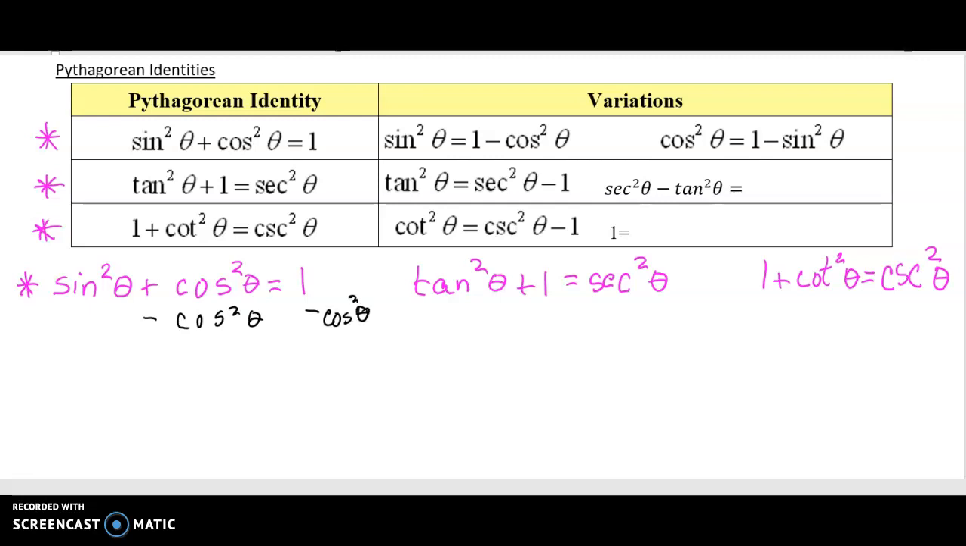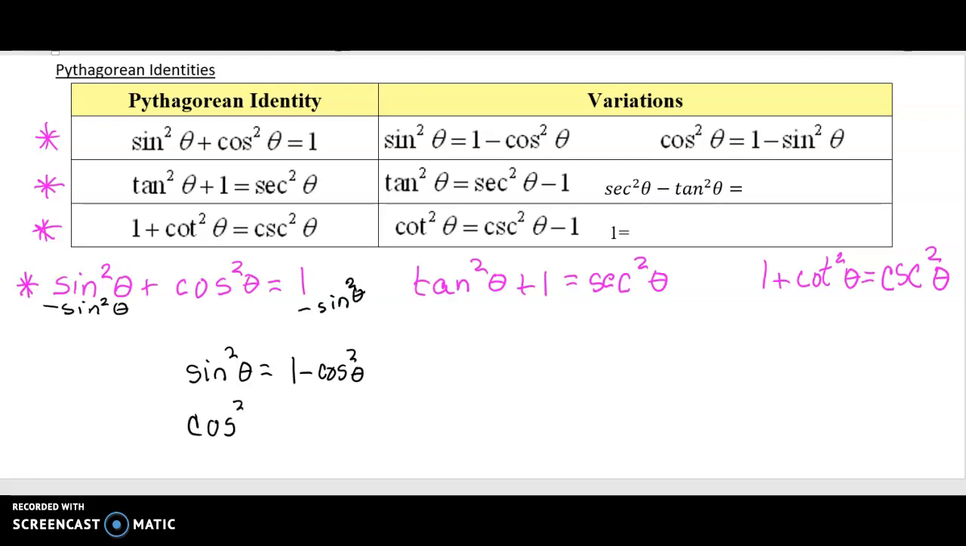So I subtract cosine squared theta from both sides, and it would say sine squared theta is equal to 1 minus cosine squared theta. I could also take the same original equation, and I could solve the original equation for cosine squared if I were to subtract sine squared theta from both sides. And my new equation would say cosine squared theta is equal to 1 minus sine squared theta.